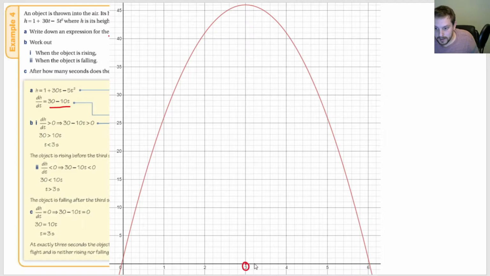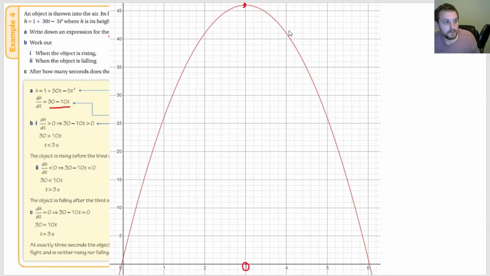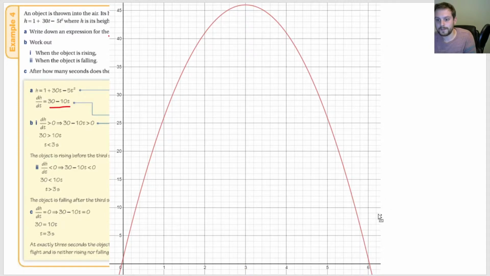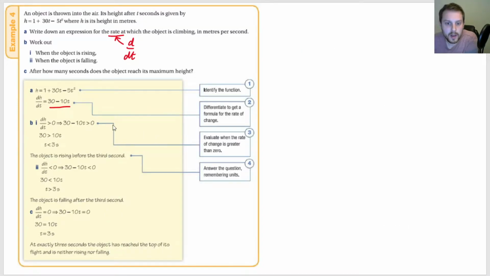There's the 3 seconds there, and it was rising all the way to the top, and then it starts to fall. Right, it got to 3 seconds in, and then it started to fall. And then when the object is falling, it's when t is greater than 3 seconds. The object is actually completely stationary for like a split second in the air as it's reached the very top, and then it starts to fall. And that happens at exactly t equals 3 seconds.